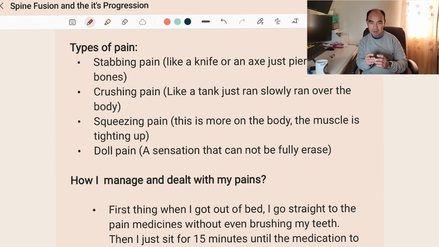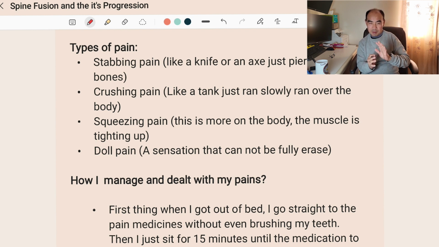Also, a lot of times I felt these crushing pains as well. When that comes, it's like a tank is just gonna run over you. Squeezing pains, a lot of times there are squeezing pains. It's just like something's crushing the body, and it's just so horrible.